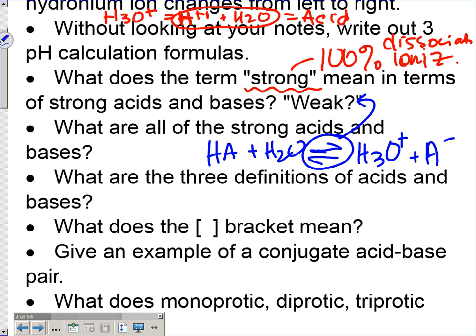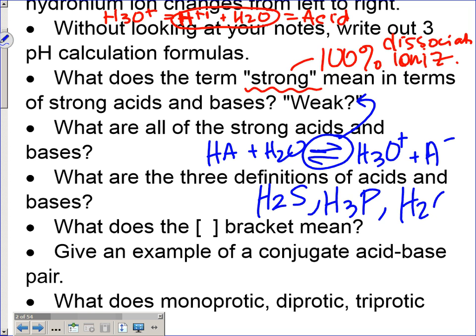Give me something that's weak. Anything that's weak. You have about 1 million examples you can give me. You just can't say the 6 strong ones. I'll twiddle my thumbs until you're ready. Yeah. Hydrosulfuric acid. Good. That's not one of our 6 strong. Next. Hydrophosphoric acid. Okay. What else?